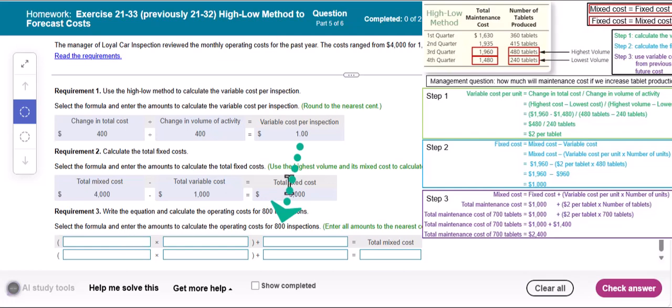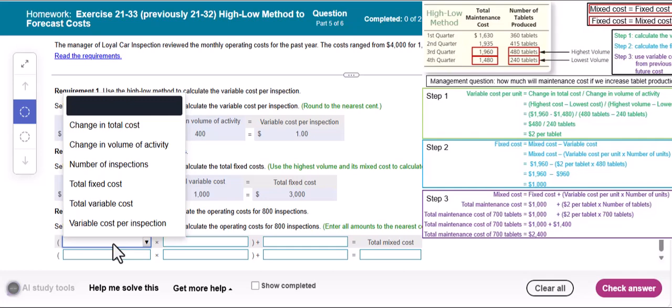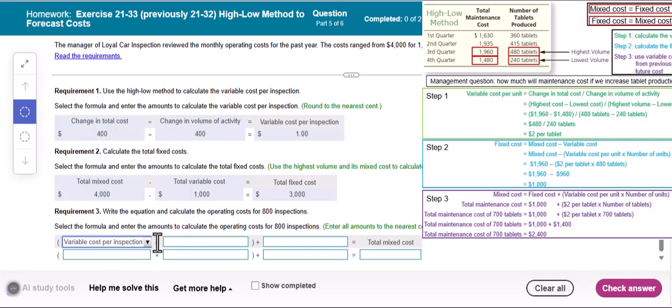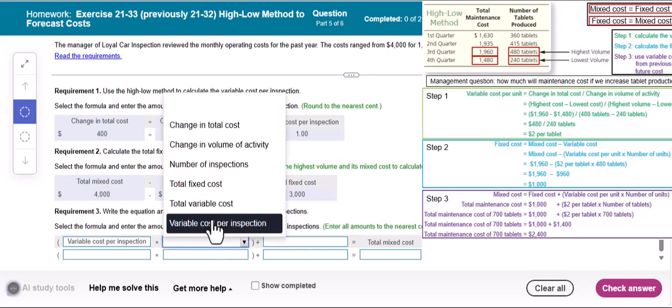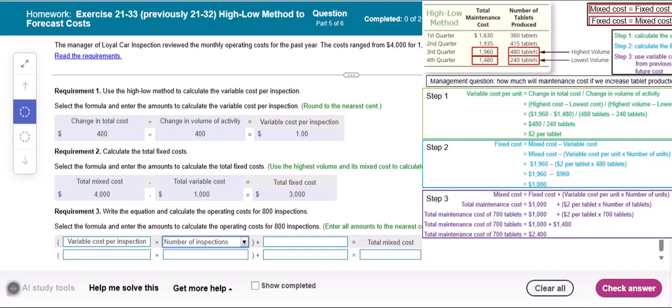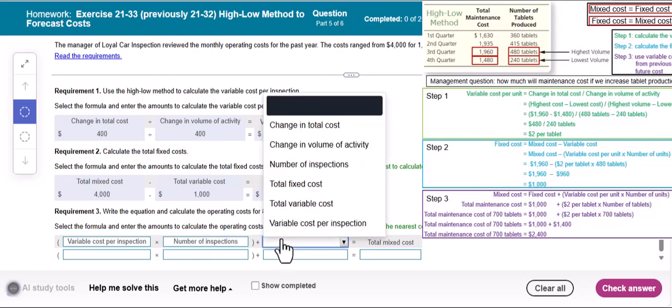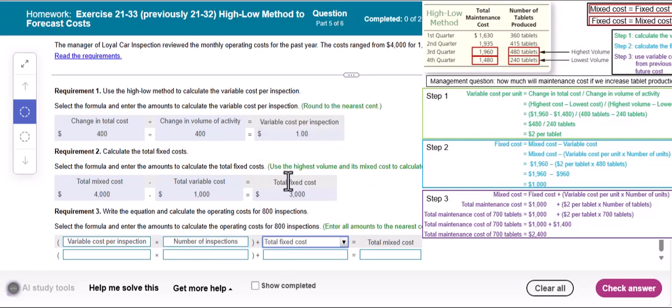So again, the formula starts with this variable cost per inspection, and that's multiplied by the number of inspections they're asking about here, this 800. So that is the number of inspections. To finish this formula in words, total mixed equals fixed plus variable. So this next one is going to be total fixed cost, since we already have this total variable cost here. So now let's get our numbers in. Again, that variable cost per inspection is this $1.